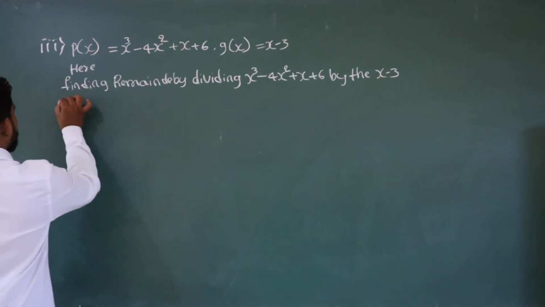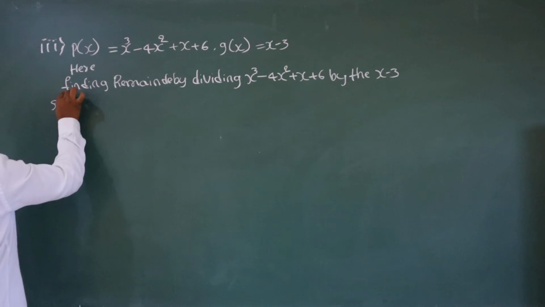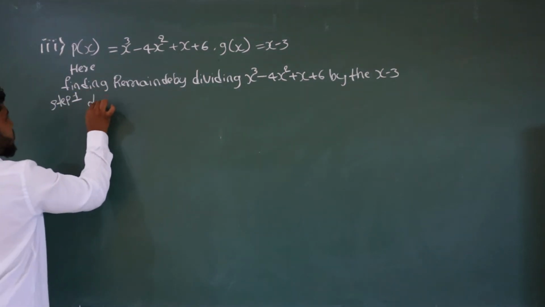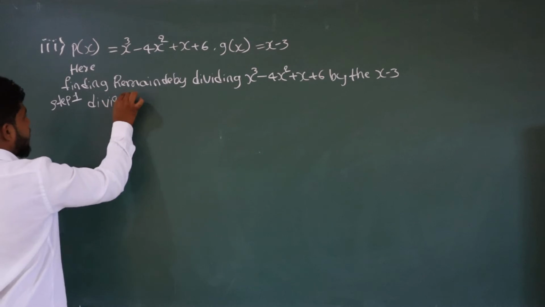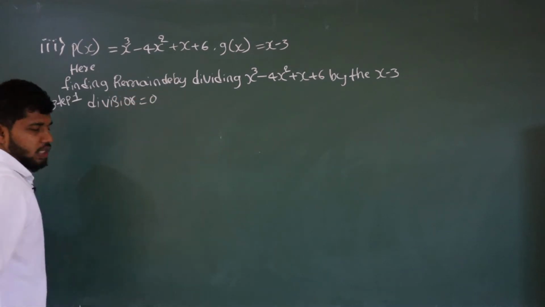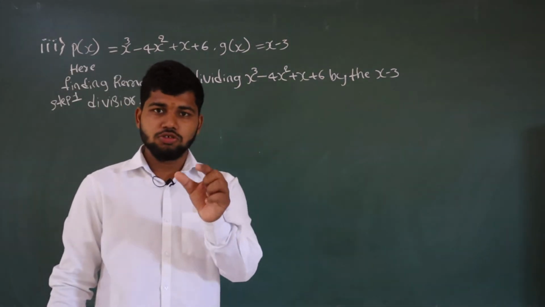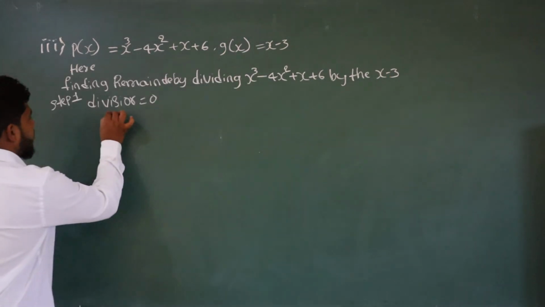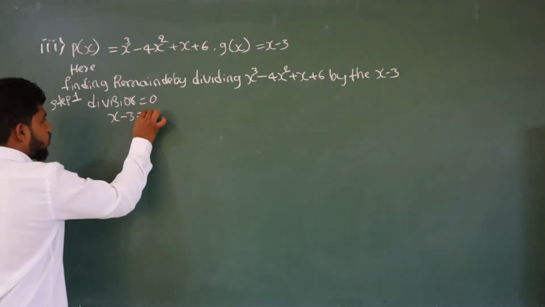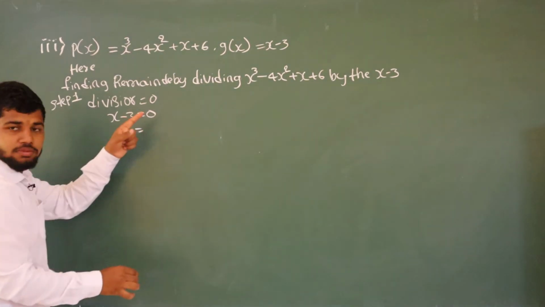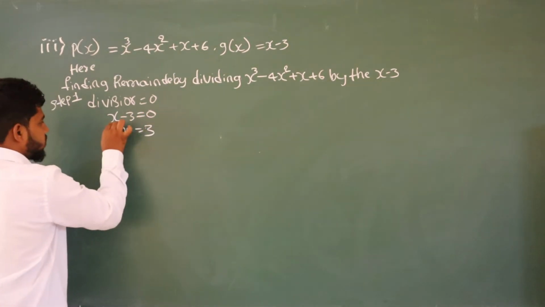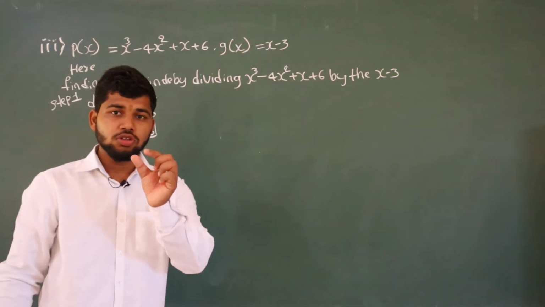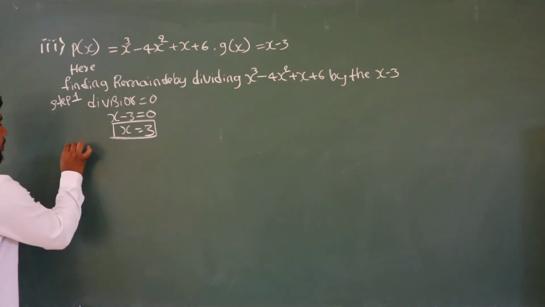Now step 1. If you are taking the divisor equal to 0, what is the divisor here? X minus 3 is the divisor. X minus 3 is equal to 0. X is equal to minus becomes plus, x is equal to 3. What is the value of x? X is equal to 3.